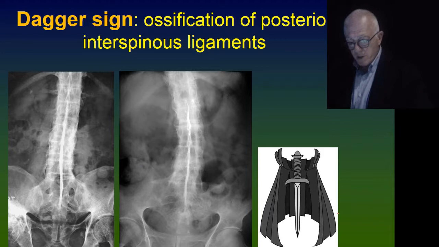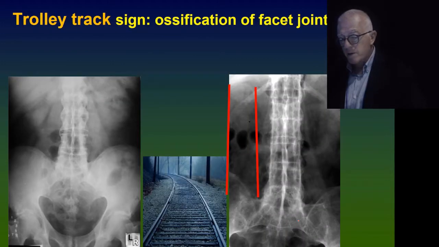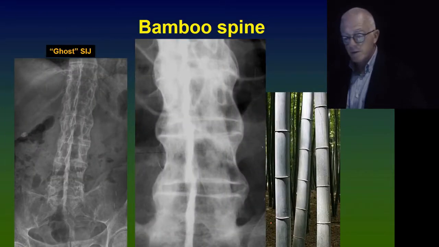So in this patient, we see that the sacroiliac joints are gone, and these also are gone, but also we see that there is a sclerotic line here. This is ossification of the posterior interspinous ligaments, and it's called the dagger sign. Another sign is the so-called trolley track sign. Here you see that there is a sclerotic line representing the ossification of the facet joints.